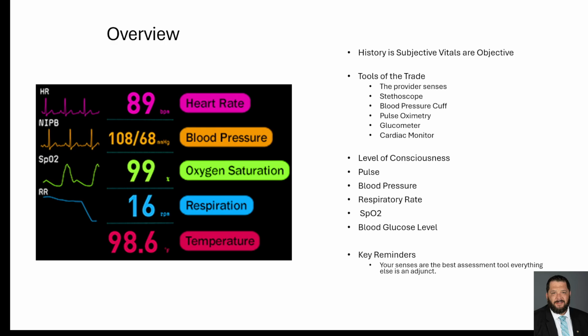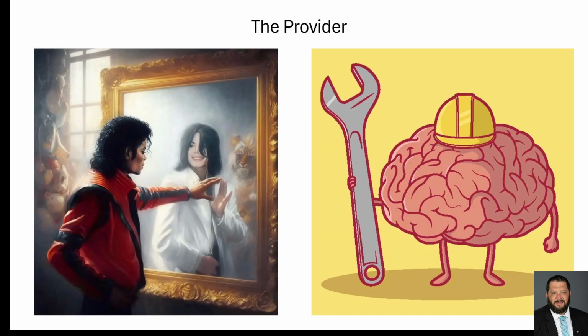Things that we're going to be assessing are your level of consciousness, your pulse, your blood pressure, your respiratory rate, your saturation percentage of oxygen, or SpO2, and your blood glucose level. Key reminder as we go forward, your senses are going to be the best assessment tool. Everything else is an adjunct to help amplify those senses for you to make sound clinical decisions.